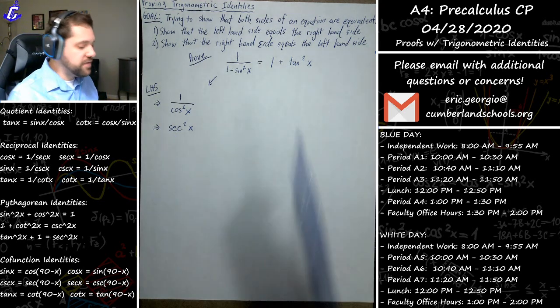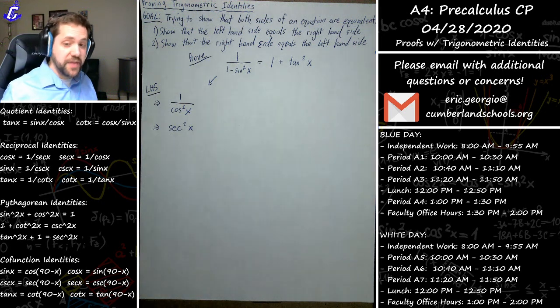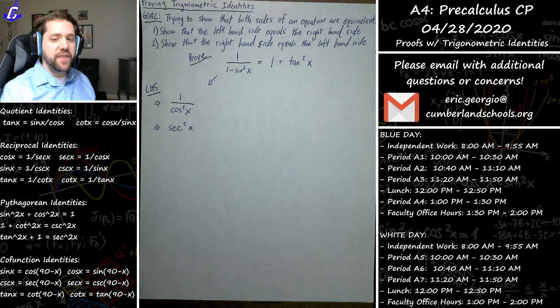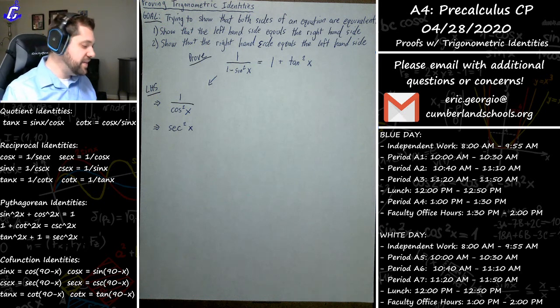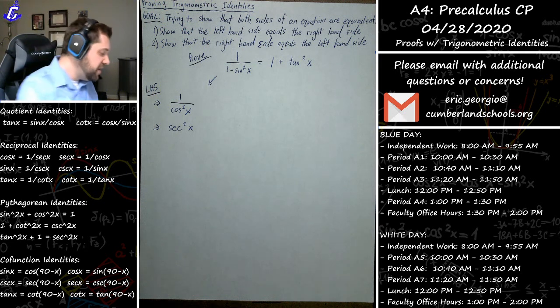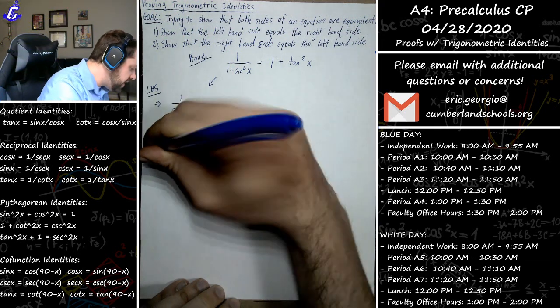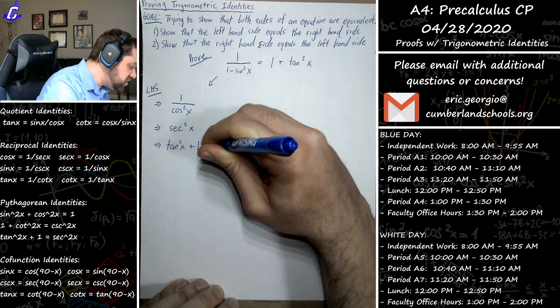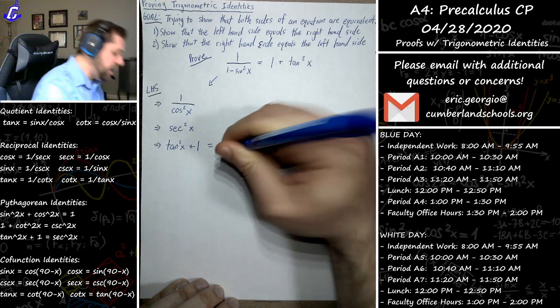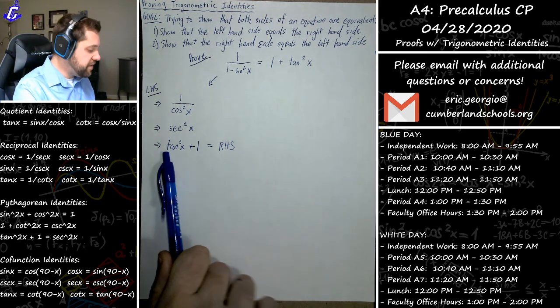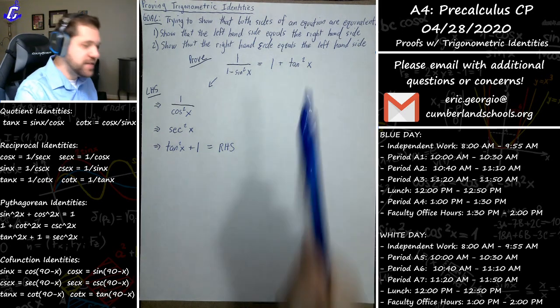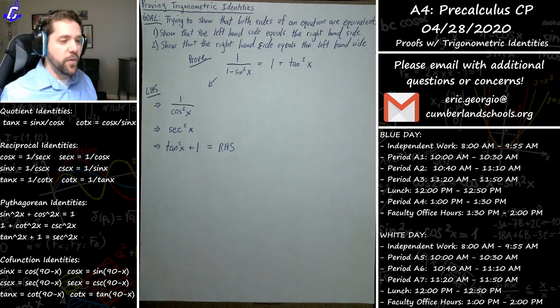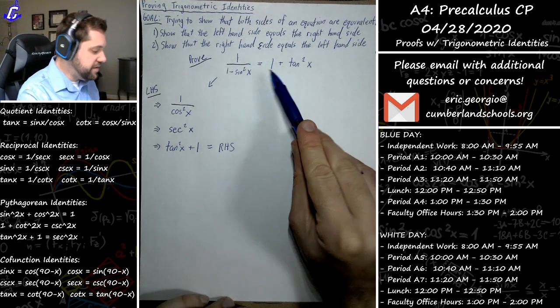Now, we want secant squared to look like that. Luckily for us, there's a lovely Pythagorean identity that can help us out with that. If you notice, the secant squared of x is the same as the tangent squared of x plus 1. So we can go ahead and rewrite secant squared as tangent squared of x plus 1, which is equal to the right-hand side. Correct? We've now shown that this is tangent squared plus 1, and this is tangent squared plus 1. So, therefore, we've proven that this is equal to this.